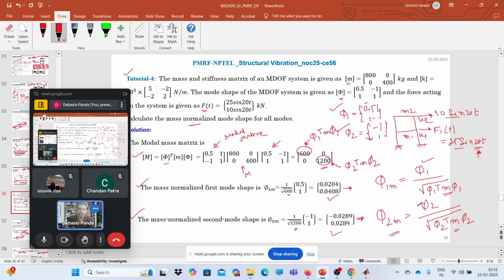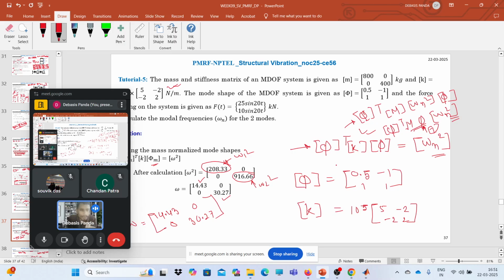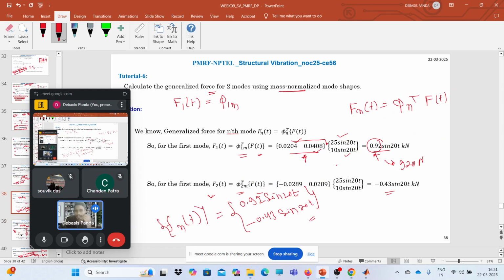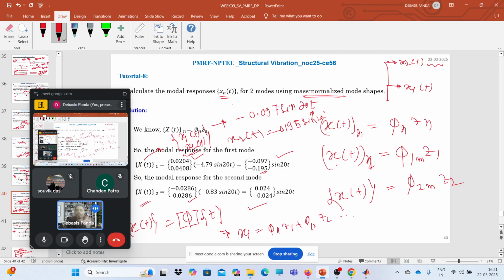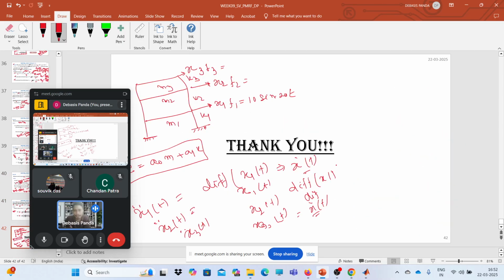And then we solved a series of examples where we first saw how to get the mass normalized mode shapes, and then how to get the modal frequencies, given the mode shape information and other information like mass matrix, stiffness matrix, and forcing information, using the diagonal properties of the mode shapes. Then we calculated the generalized force for each mode, and then generalized responses for each mode, and how we can get the modal responses corresponding to the first mode, the second mode, and so on. So that's all for today, right?